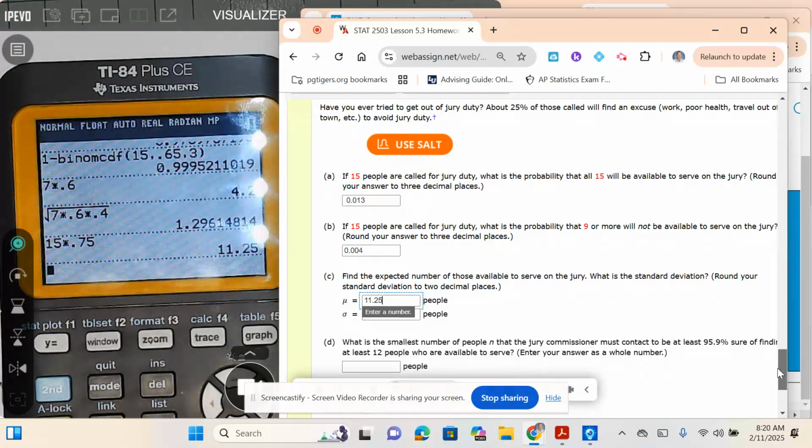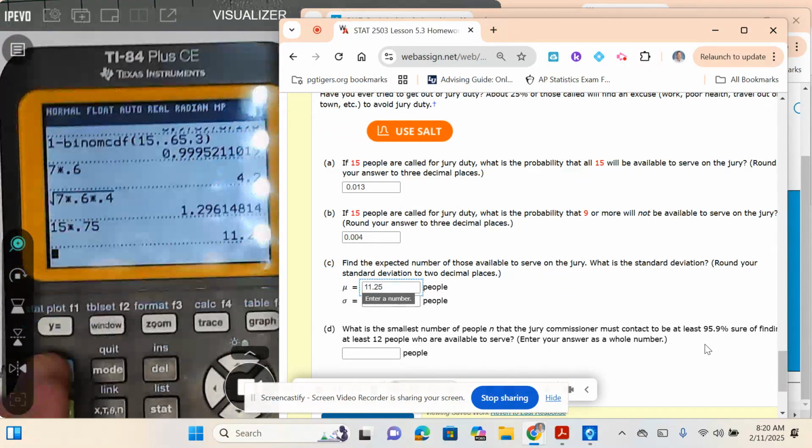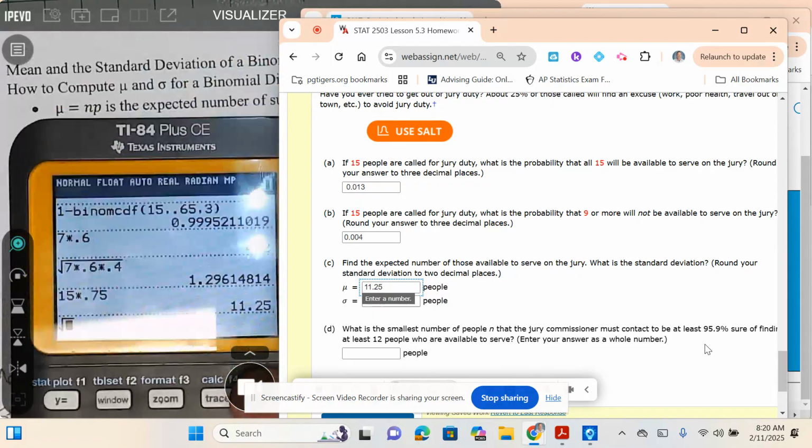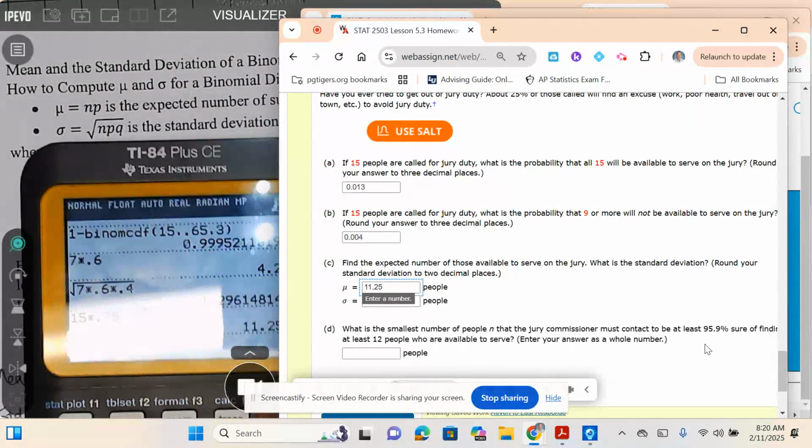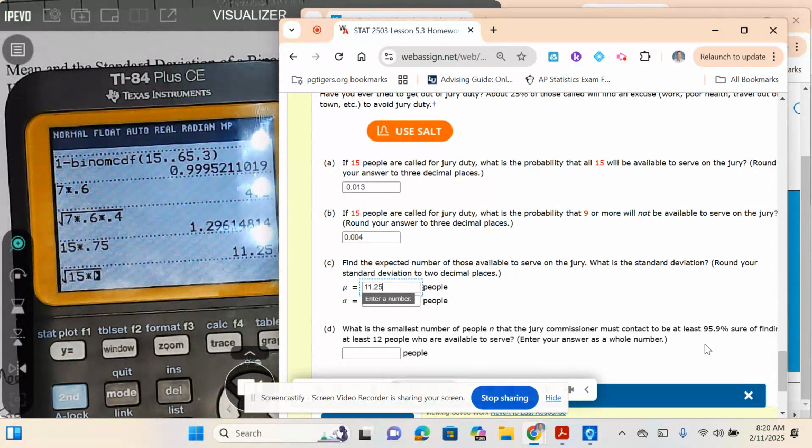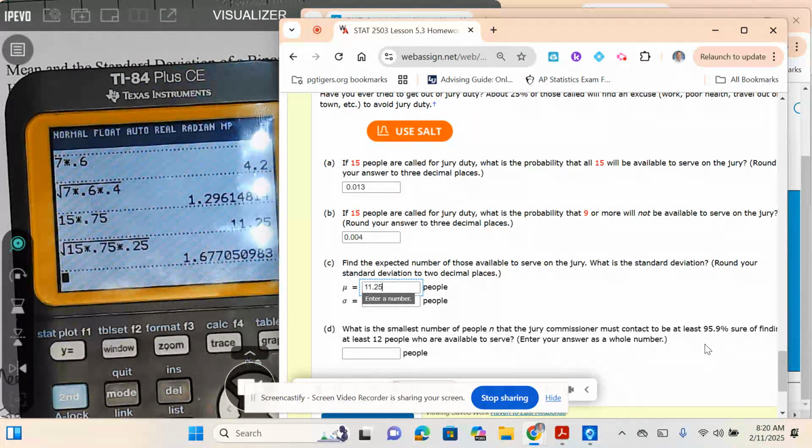What's my standard deviation? I'm going to use the square root of N times P times 1 minus 0.75. I believe this is 2 decimal places, so be careful. 1 minus 0.75 is 0.25. So the standard deviation is 1.68.